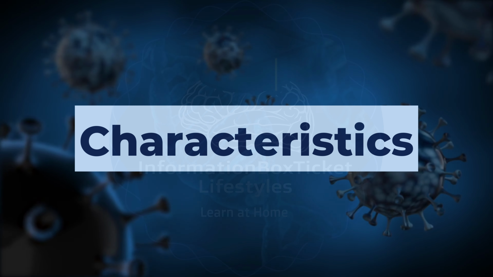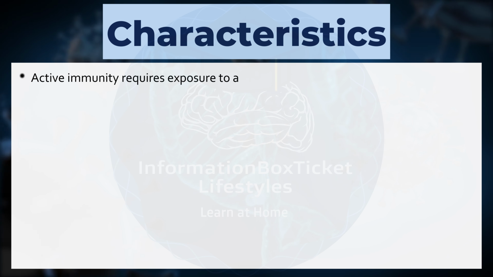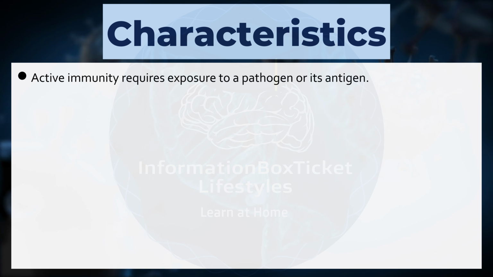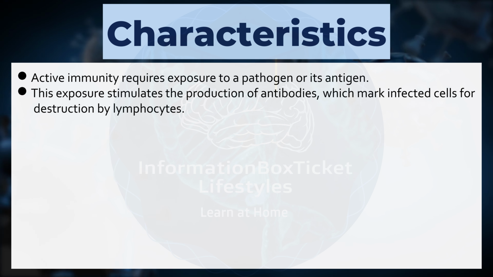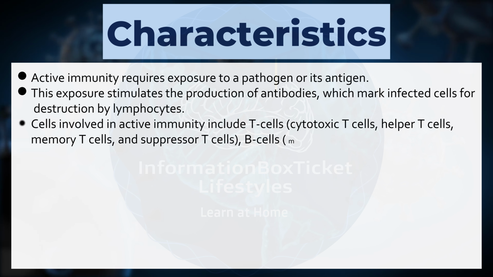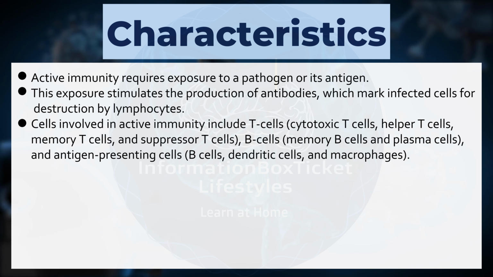Characteristics of active immunity. Active immunity requires exposure to a pathogen or its antigen. This exposure stimulates the production of antibodies, which mark infected cells for destruction by lymphocytes. Cells involved in active immunity include T cells, cytotoxic T cells, helper T cells, memory T cells, and suppressor T cells, B cells, memory B cells and plasma cells, and antigen-presenting cells, B cells, dendritic cells, and macrophages.